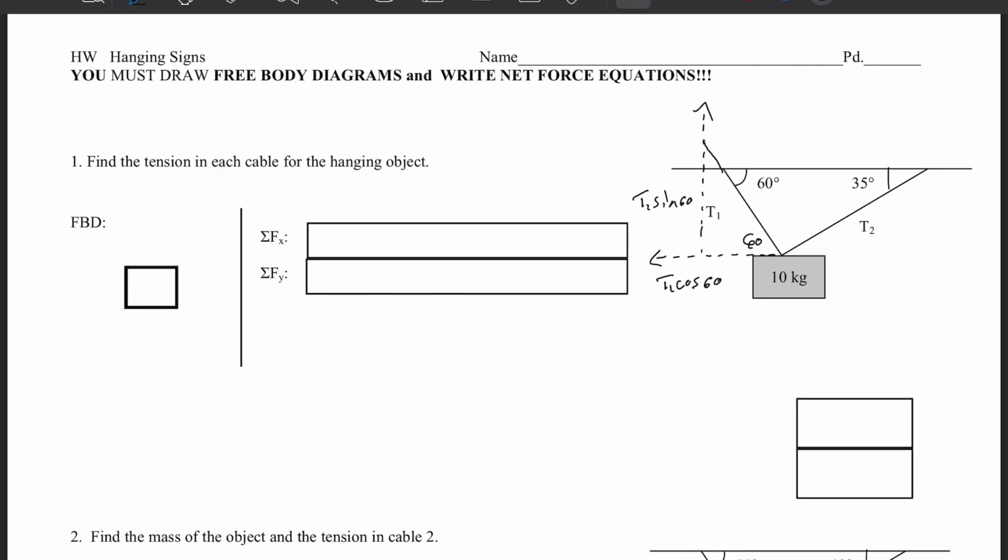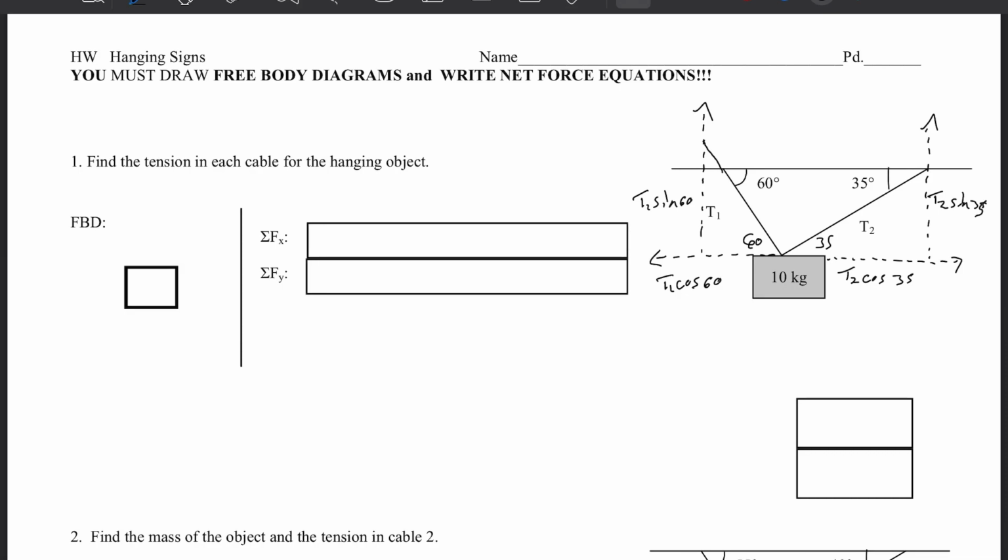So our T1 will be broken into T1 cosine 60 for the leftward force. It's cosine because it's adjacent to the angle. And then T1 sine theta, or sine 60, going up because it's on the opposite side. T1 is pulling to the left and up. T2 is pulling to the right and up. So that rightward pull would be T2 cosine 35, and that upward pull would be T2 sine 35.